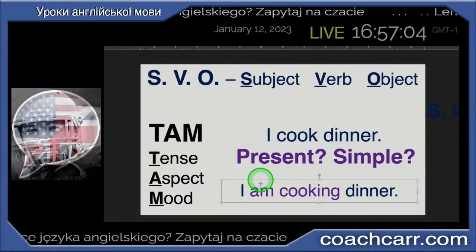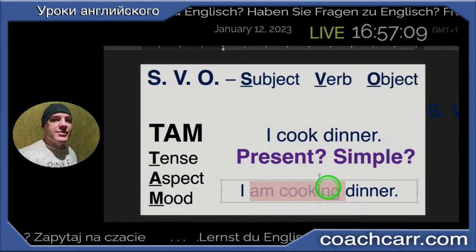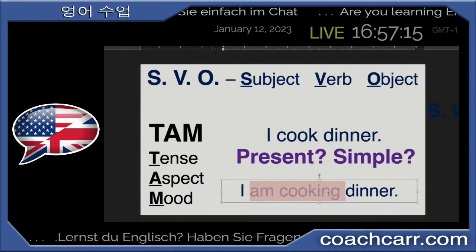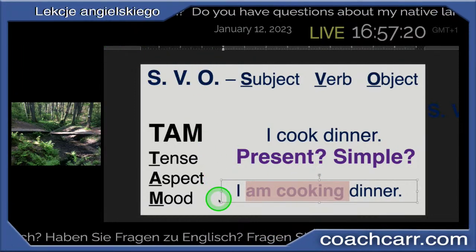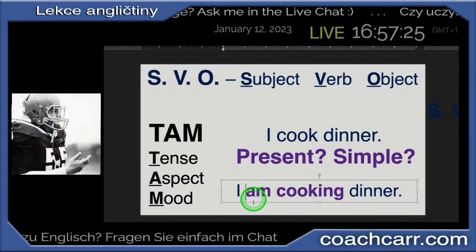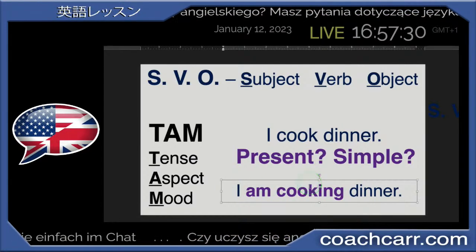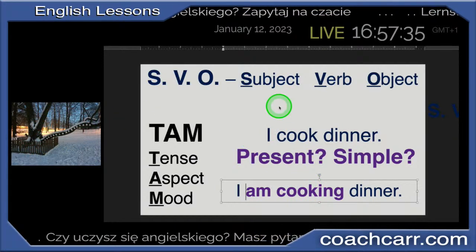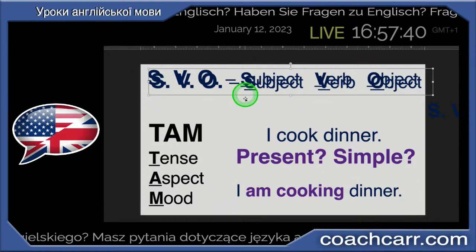Now, I know some of you might say, but Coach Carr, that's present continuous or present progressive. Yeah, and if you're taking an exam, you want to know that. I don't know if that label for this tense helps you speak better English. We're talking about SVVO.